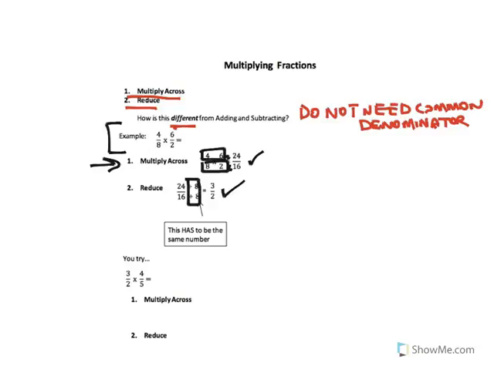Now we try this one here. Step 1, I multiply across. 3 times 4 gives me 12 in the numerator. I multiply across the bottom. 2 times 5 gives me 10 in the denominator. And now I reduce. I get 6 over 5.